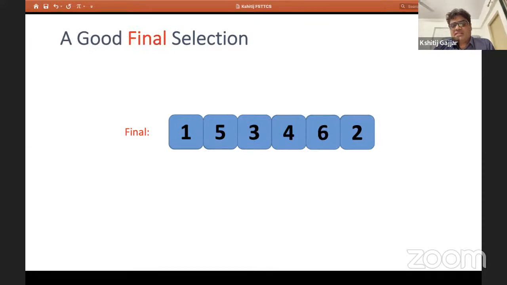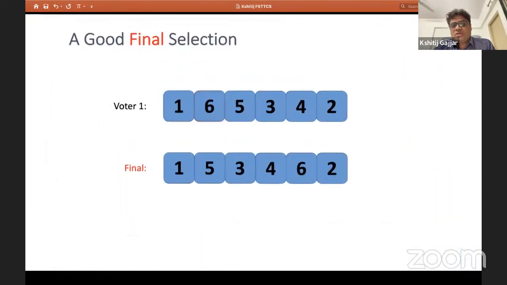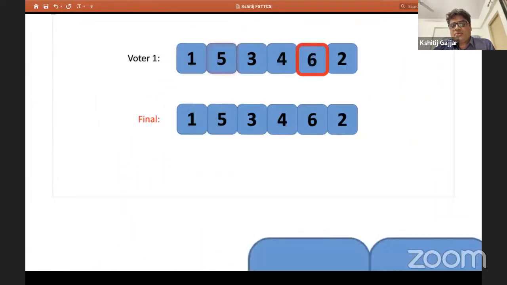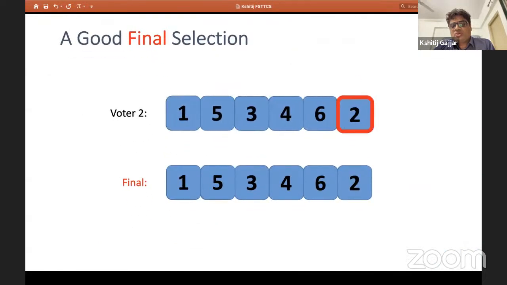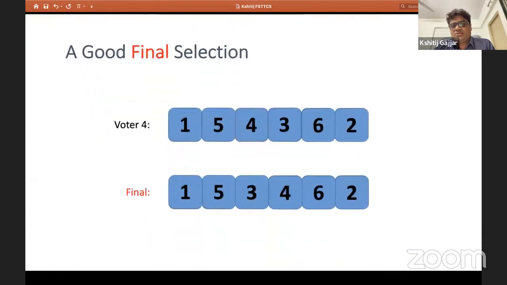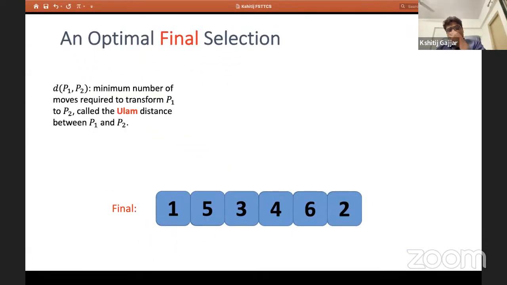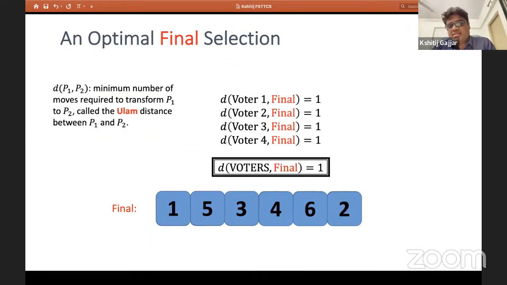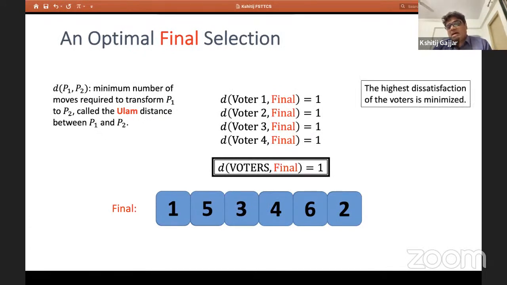And it turns out that in this case, the answer is yes. If you take this as your final selection, then voter number 1 requires only 1 move to get to it. Similarly, voter number 2 also requires only 1 move. So does voter number 3 and also voter number 4. So in this case, the distance of all the voters is 1. Their maximum is also 1. So the highest dissatisfaction of the voters is as small as possible, because you can't have a distance of 0, obviously.